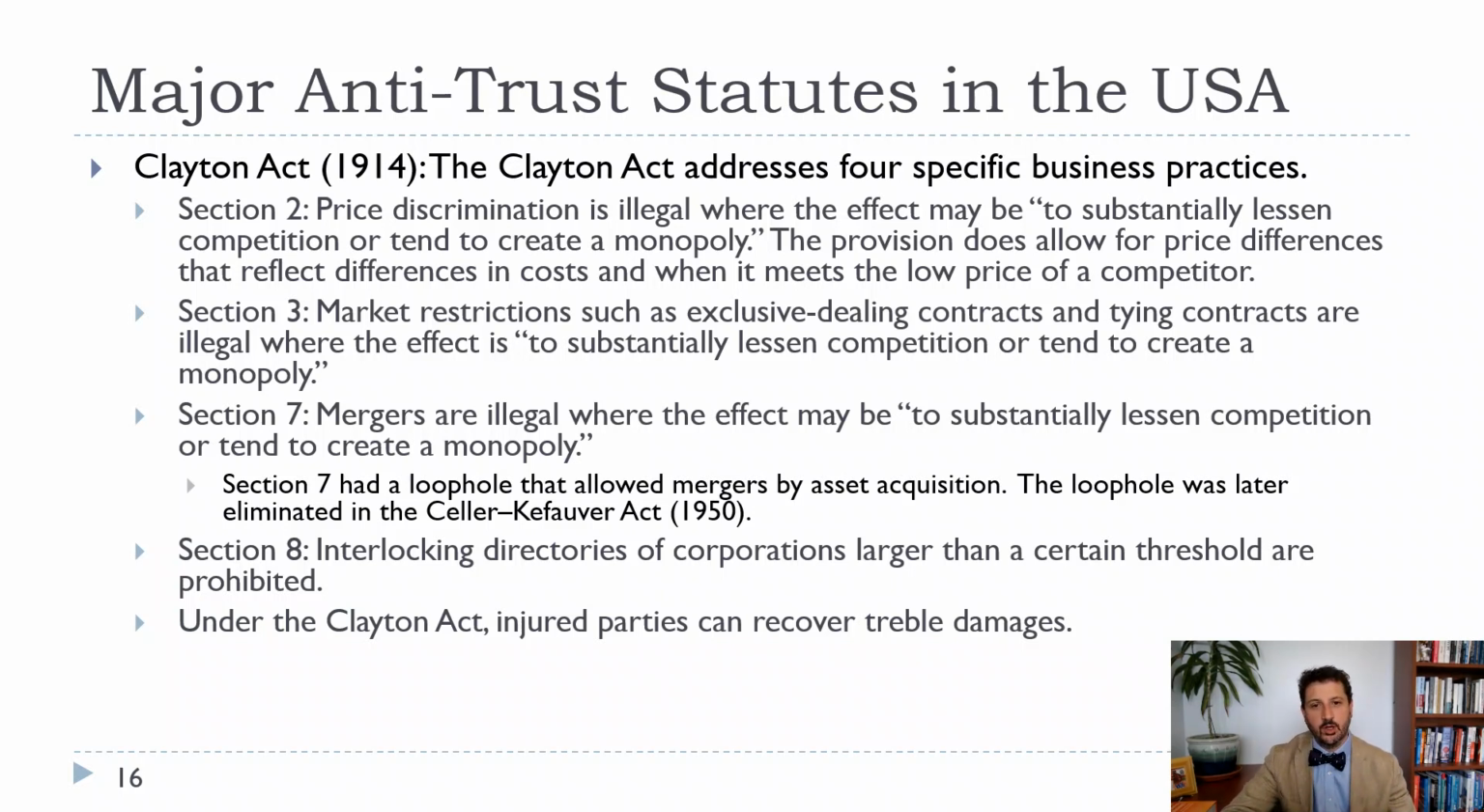Those are illegal. Mergers are illegal where the effect may be to substantially lessen competition or tend to create a monopoly. So this is a big question, right? Do we want 5 airlines in the United States? Do we want 8 airlines in the United States? Do we want 3 airlines? It's not clear what's the right number, especially in an industry with huge fixed costs. So that's an interesting question.